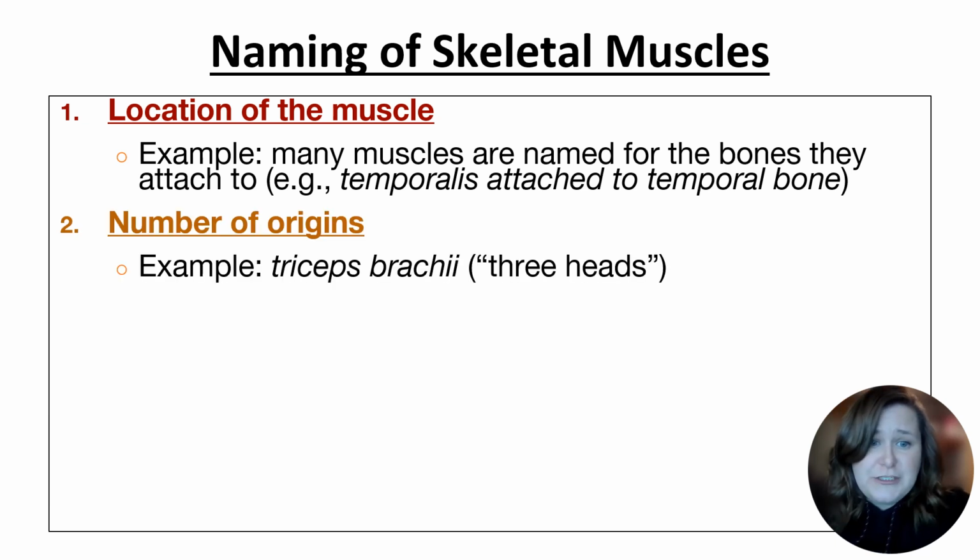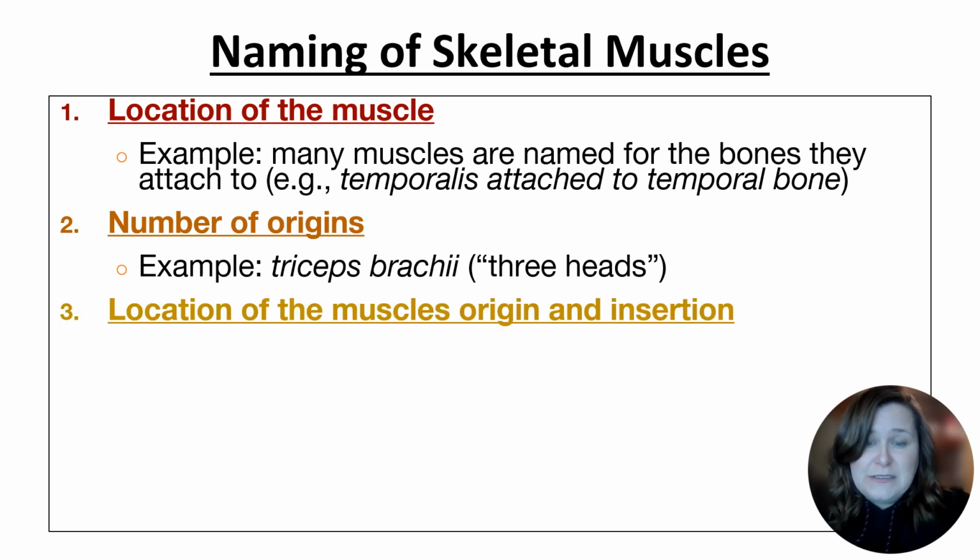Also, the number of origins. Like on the triceps, we have 3 different origin points. There's like 3 heads to that muscle. So you can use that to get you pretty close to knowing the name of that muscle.